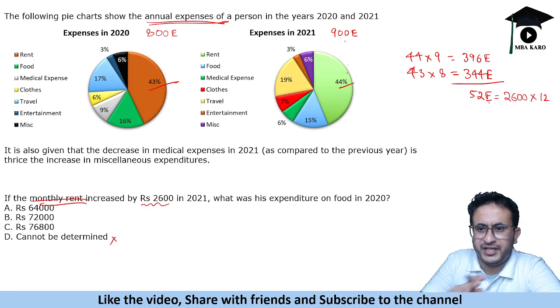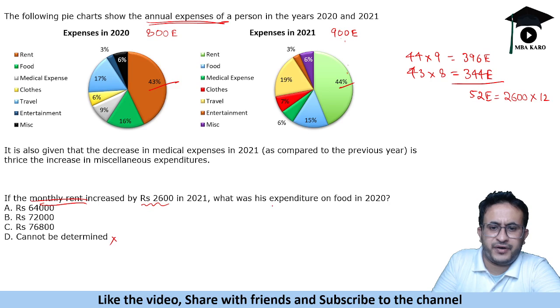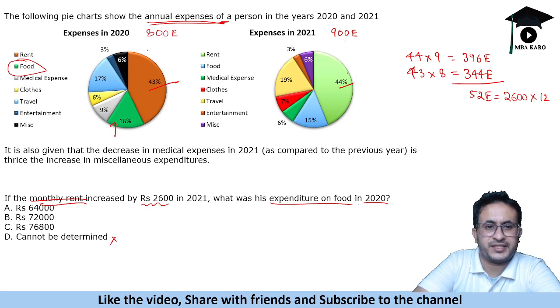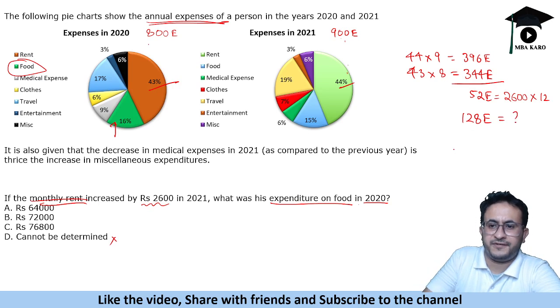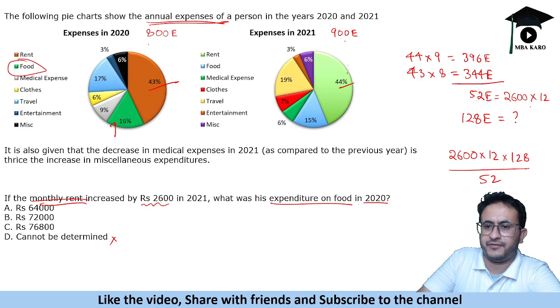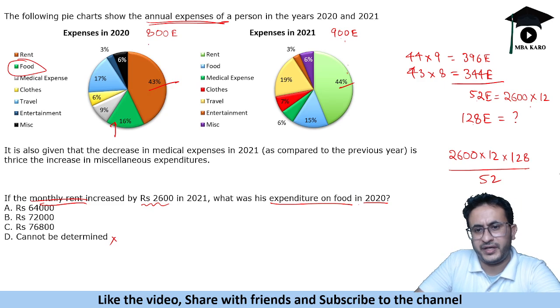So this is 52 E, no need to find E. What we have to find is expenditure on food in 2020. So in this graph, we have to find food expenditure. So food is 16%, 16 into 8 is 128. So we need to find the value of 128 E. So that we get as 2600 into 12 into 128 by 52. Because see, when you divide by 52, you will get the value of E. When you multiply by 128, you get 128 E.